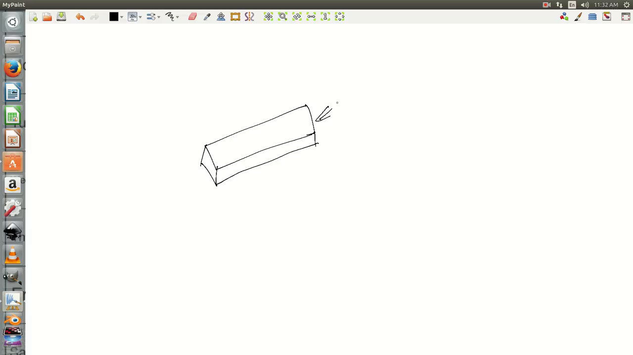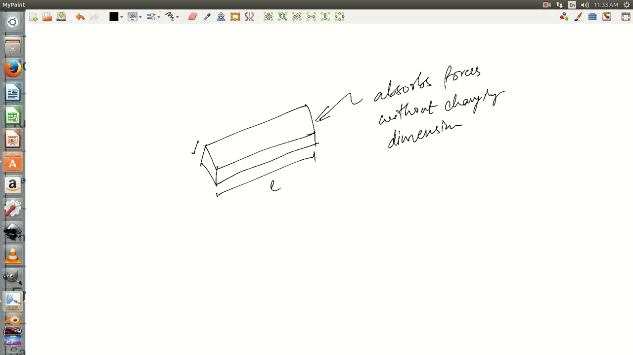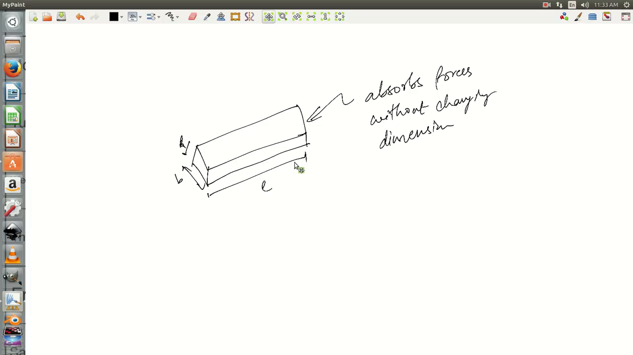A rigid body is something that absorbs forces, shocks, and everything without changing dimensions. So let us say that the dimensions are L, H, and this is B. This will remain constant throughout the operation if this is assumed to be the rigid body.